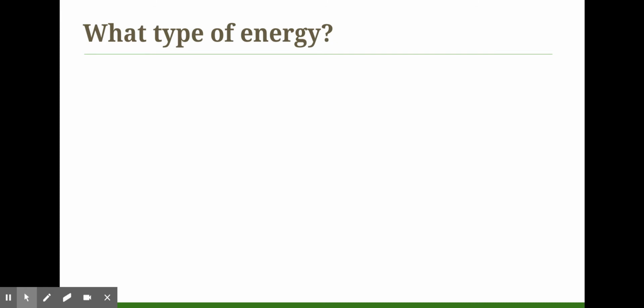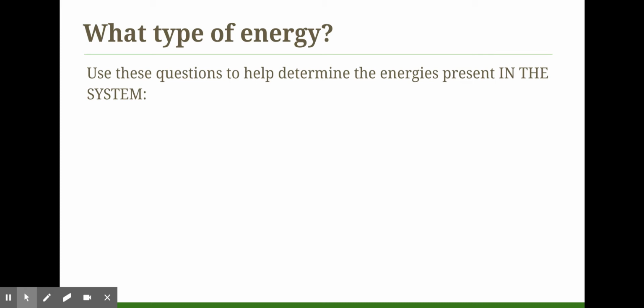To identify the types of energies that are present, we want to ask ourselves the following questions. So we look at our system, looking inside of that system, which just means looking at the objects that we're actually talking about in this problem. We want to ask ourselves first, is the object moving? If the object is moving, we say it has kinetic energy. Then we want to ask, is the object above the ground at any point? If it is, it has gravitational energy.